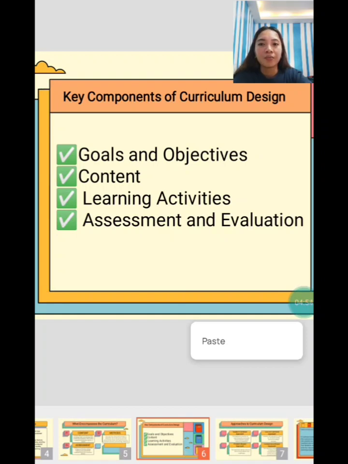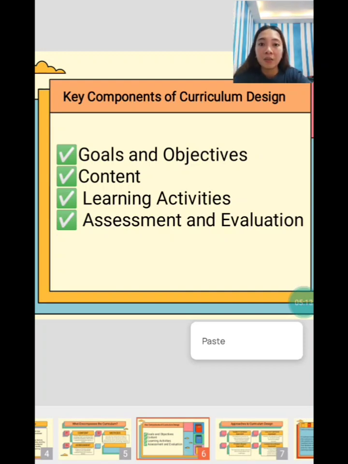Next is the content. In the content, it determines what specific topics, themes, or subjects will be covered and the depth of understanding expected from the students.